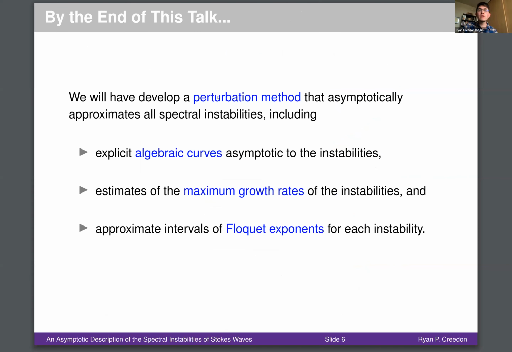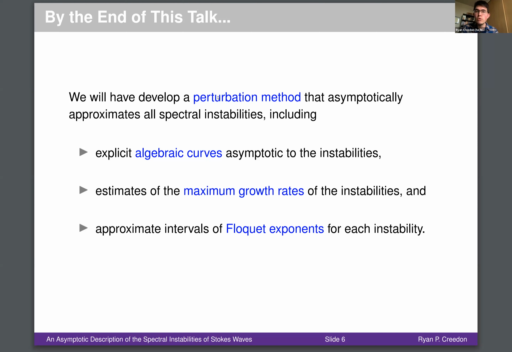So my goal by the end of this talk is really threefold. We're going to develop a perturbation method that's going to asymptotically approximate all of these different spectral instabilities in that stability spectrum. And what we're going to get from this perturbation method are three different things. We'll hopefully get some explicit algebraic curves that are asymptotic to these instabilities. From those expressions for the algebraic curves, we can estimate the maximum growth rates of these instabilities. We can then compare the high frequency instabilities and the Benjamin-Feir instability.